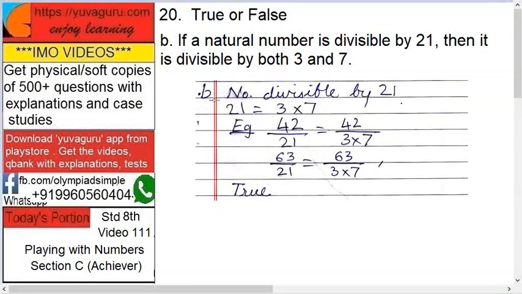But vice versa is not true. If the smaller number divides somebody, this bigger number may not divide, right? Yeah. If the product of these divides, then this bigger number divides. Got it? Means if this bigger number 21 divides, then the smaller numbers which are factors of it will definitely divide. Okay. So 42 upon 21, 42 upon 3 into 7, yeah, divisible. Similarly 63, you can go on and on. So the answer is true.